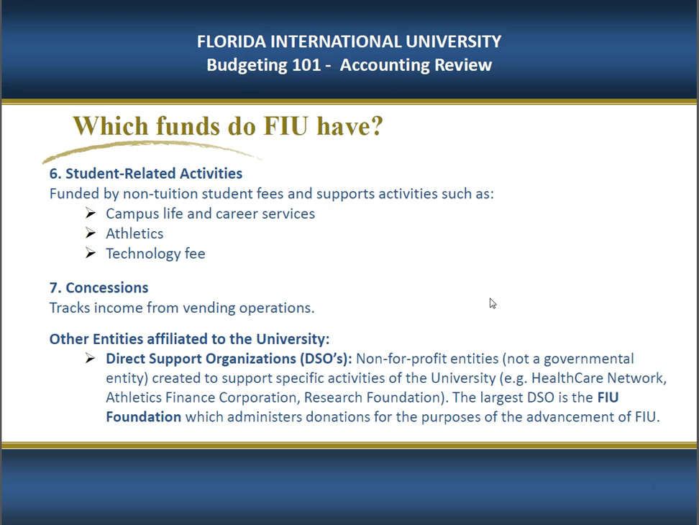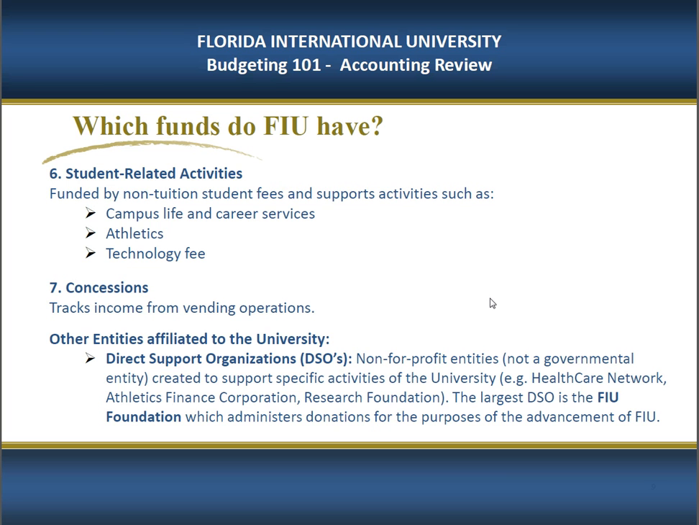Student-related activities funded by non-tuition student fees. Examples here would be campus life and career services, athletics, the technology fee that we charge our students. These are highly restricted, again, highly restricted fees. When we do receive these fees, for example, a technology fee, there's a list of things that we can use this money for. We cannot use it for other purposes. Highly restricted.